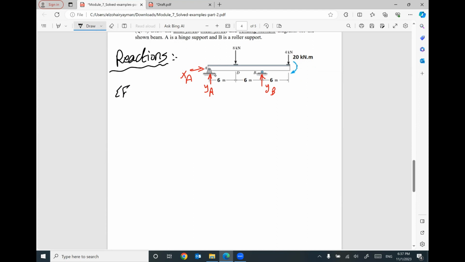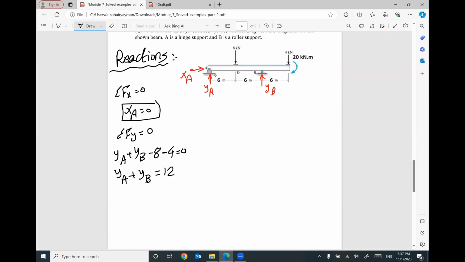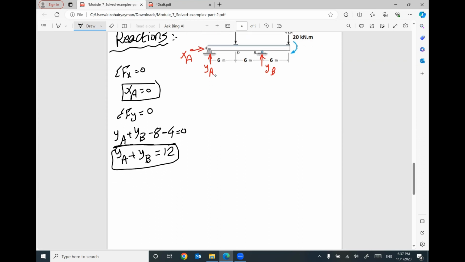Summation Fx equals 0, looks like XA will be 0. Summation Fy equals 0. I think we have YA positive, YB positive, negative 8, negative 4 equals 0. So YA plus YB will equal 12. We repeated this part many times, how to calculate reactions.